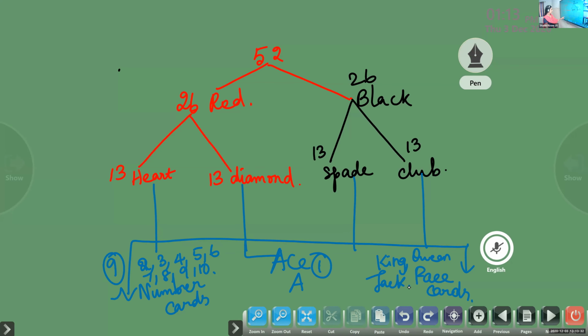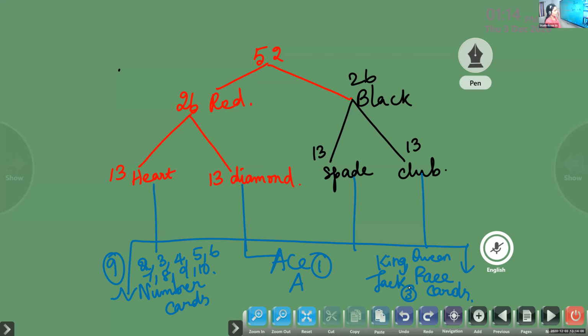If you take one suit, one diamond set, you will get 3 face cards. If you take number cards, there will be 9 number cards and there is 1 ace. So in total you will get 13 cards. Okay, the next problem is based on these cards. Is it clear?